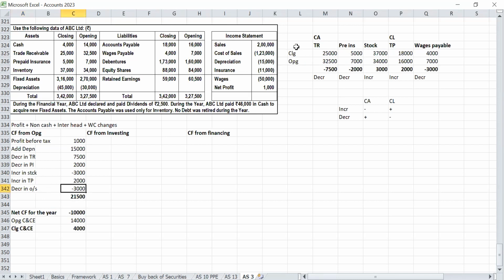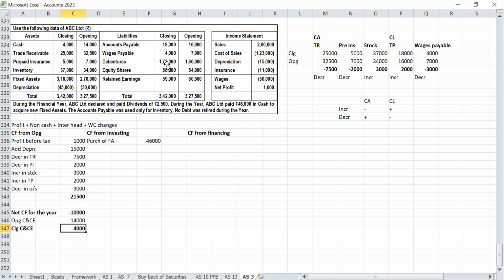Now everything is taken care of except fixed assets. In fixed assets, what happened? Fixed assets increased by 46,000. Also they have given here ABC Limited paid 46,000, correct? So purchase of fixed assets 46,000, plus or minus? Negative. Yes. So now cash, trade receivable, prepaid insurance, inventory, fixed assets, depreciation, everything is covered. Then accounts payable, wages payable covered.